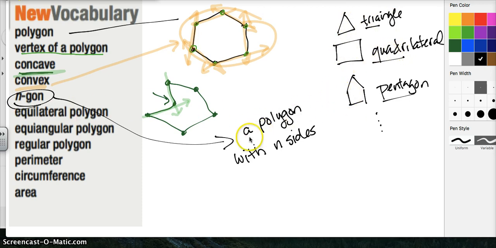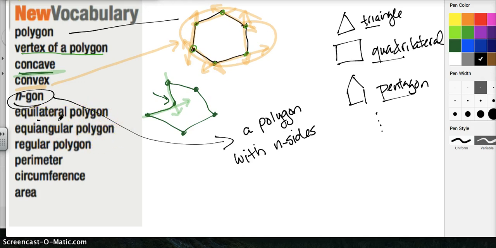Not typically used, but you could do that. And a polygon with n sides, if we're talking about some generic polygon, I can say I have an n-sided polygon, which is an n-gon. All right, so an equilateral polygon and an equiangular polygon are really important.